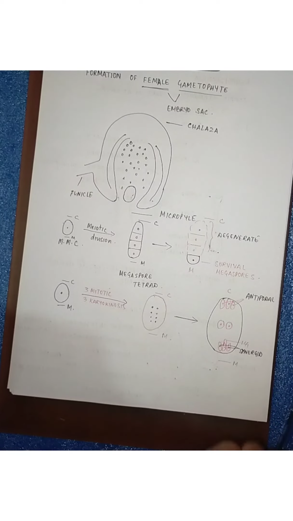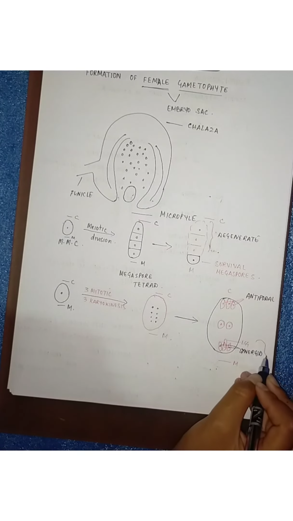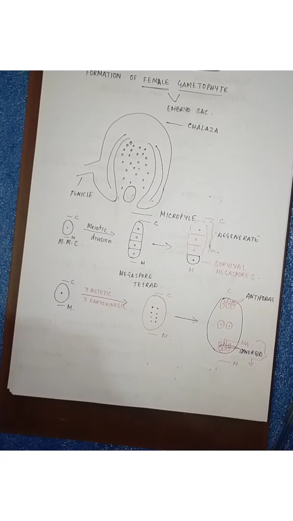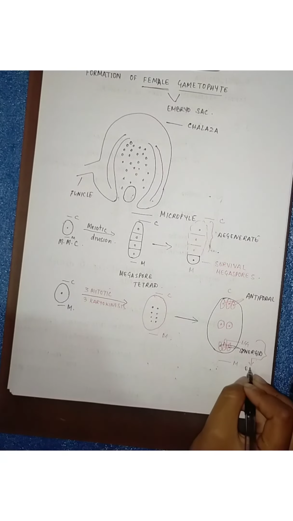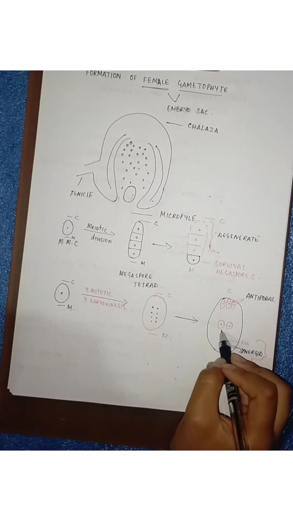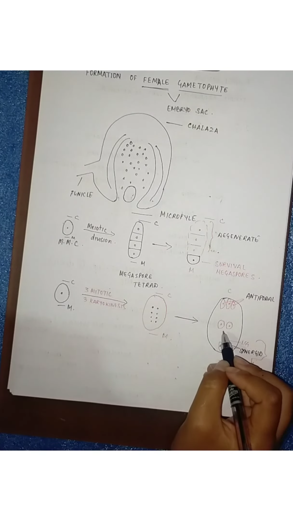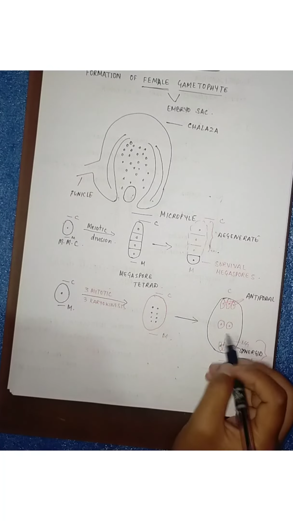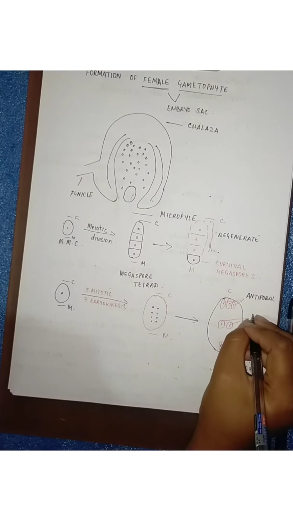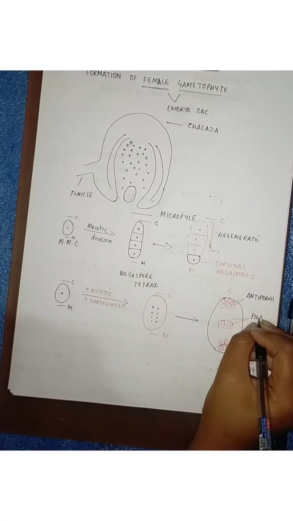And these 3 form the egg apparatus. And the 2 nuclei present in the center are known as the polar nuclei.